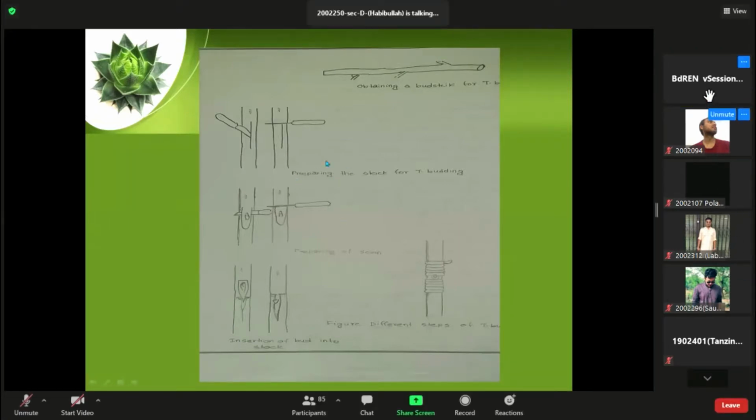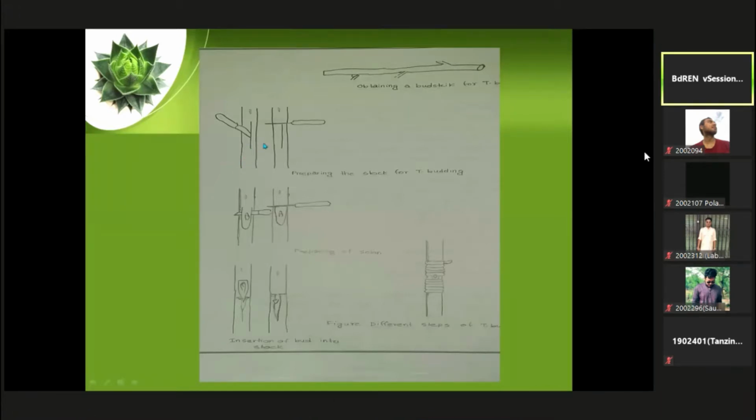So, this is root stock. On the root stock, using our grafting knife, see here, using our grafting knife, we will make a T-cut. How? Give a vertical cut like this way and give a horizontal cut like this way and make a T-shaped pocket.